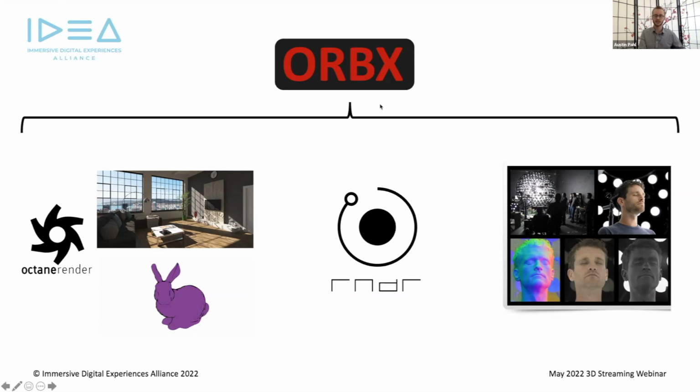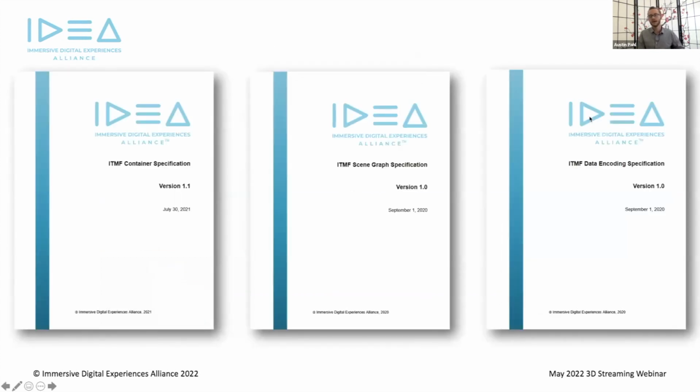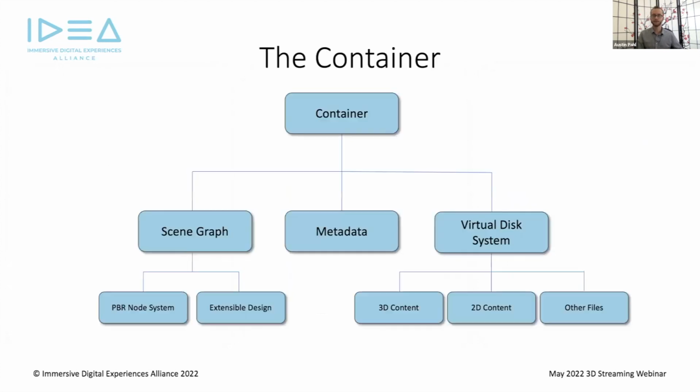It's the standard file format used across the decentralized rendering network, Render, and the end format of Otoy's light stage captures. The ITMF specification suite is available on IDEA's website and composed of 3 parts: the binary container package, the XML scene graph defining the render node graph system, and the data encoding specification designating the scene graph's code points for encoding and decoding. The next version of the ITMF specs are currently under review.